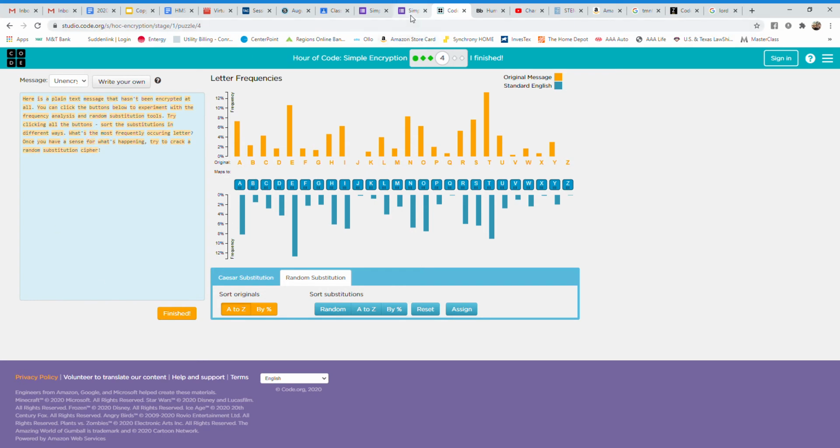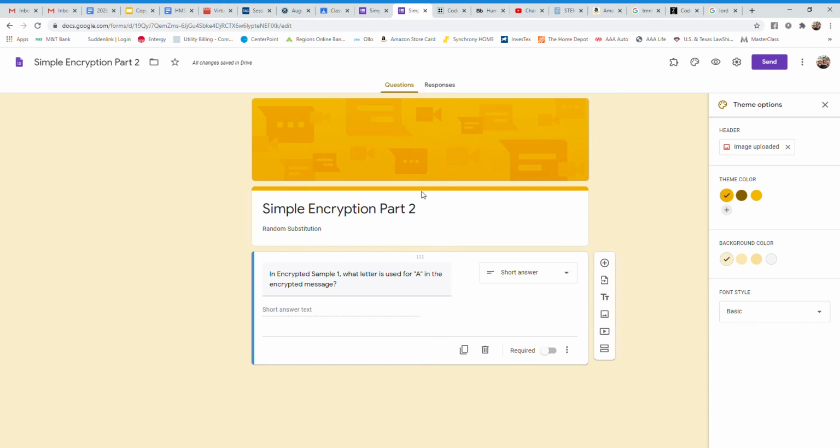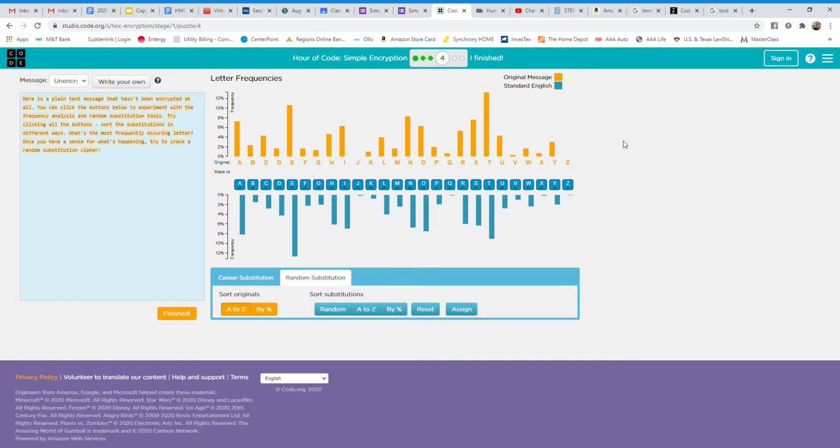So if we're at the Google form, I haven't put in the answers yet. I'm building the Google form, but I am going to show you in the encrypted sample one what letter is used for A in the encrypted message. So this is how you do it. What you are looking at here is the frequency of letters being used in the original message, which is here.